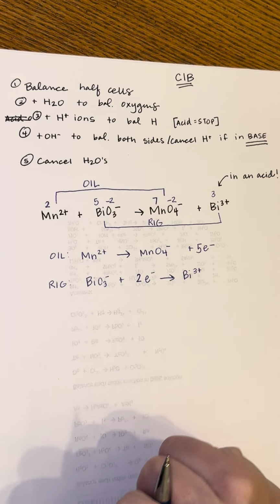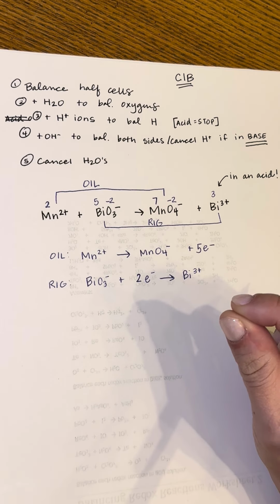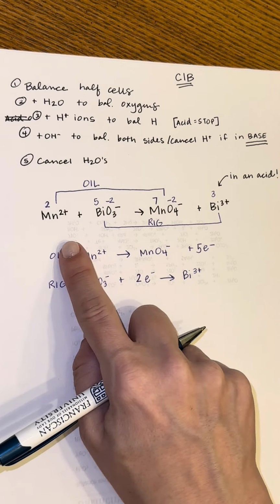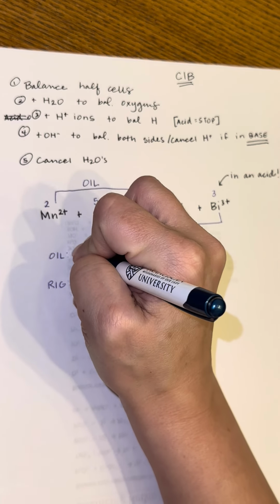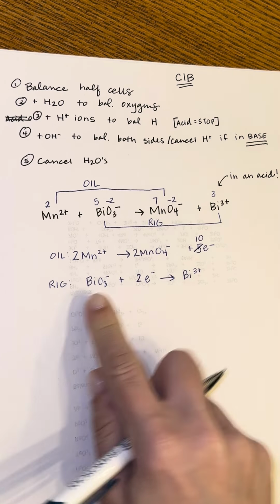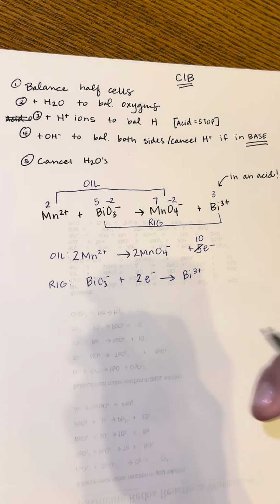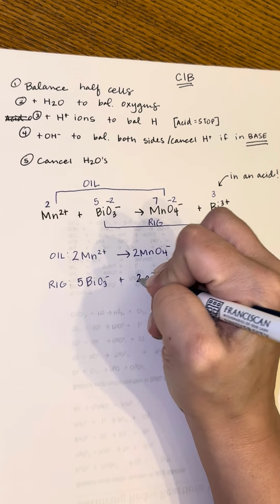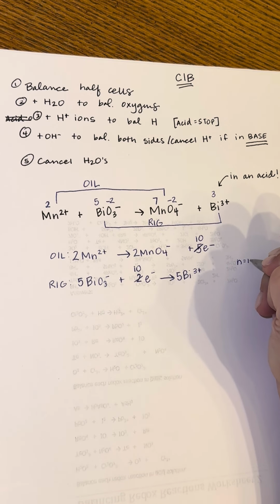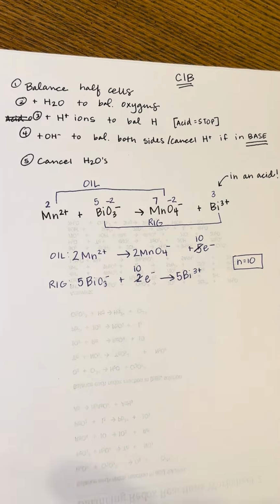We need our electrons to be equal before we can put them back together. So 2 and 5 can both go into 10. I'm going to multiply this whole top reaction by 2, 2, 2, 10. Multiply this whole bottom reaction by 5, 5, 10, 5. So n equals 10. That'll be useful to later comps.